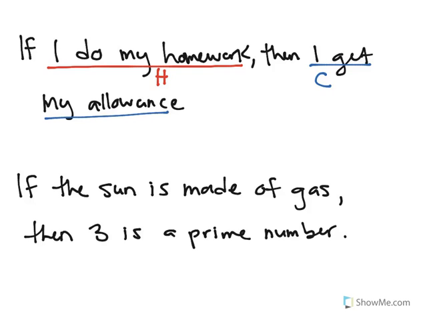For the second example, it says you've got two statements and write them as a conditional statement. So the first part is an if part. So if the sun is made of gas, then 3 is a prime number. This actually makes absolutely no sense, but this is a conditional statement.